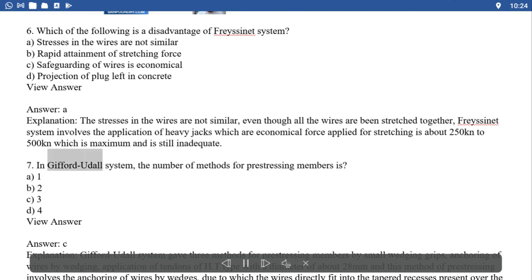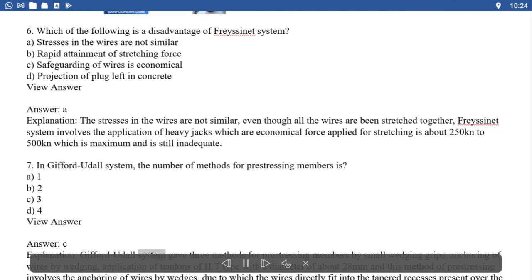7. In the Gifford-Udall system, the number of methods for pre-stressing members is A. 1. B. 2. C. 3. D. 4. Answer. Answer C.